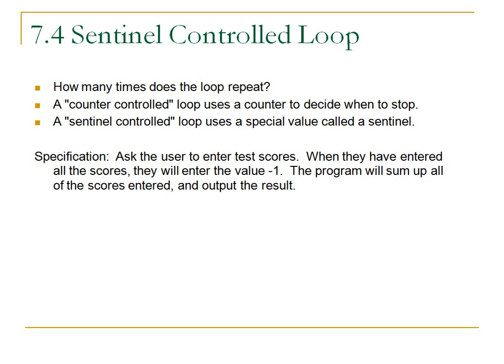So here's the specification where we could use a Sentinel controlled loop. Ask the user to enter some test scores, and when they've entered all the scores, they will enter the value -1. So -1 is the Sentinel value. It couldn't possibly be a test score. No one scores a negative number, I hope. And this program will sum up all of the scores entered and output the result.